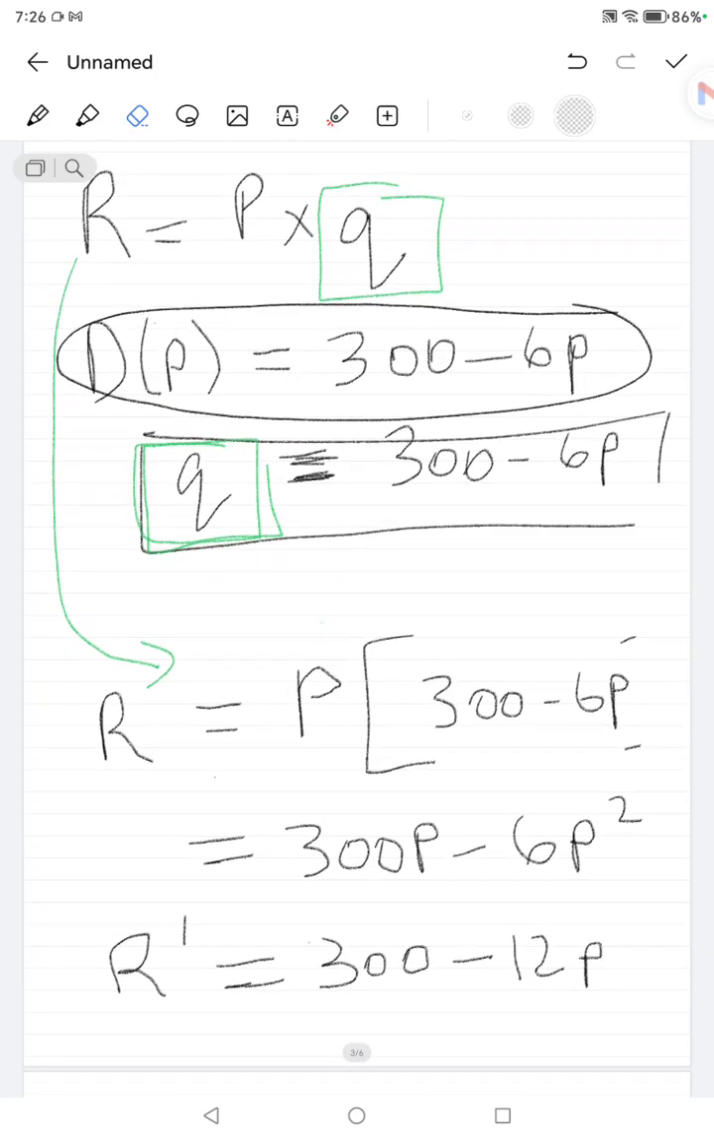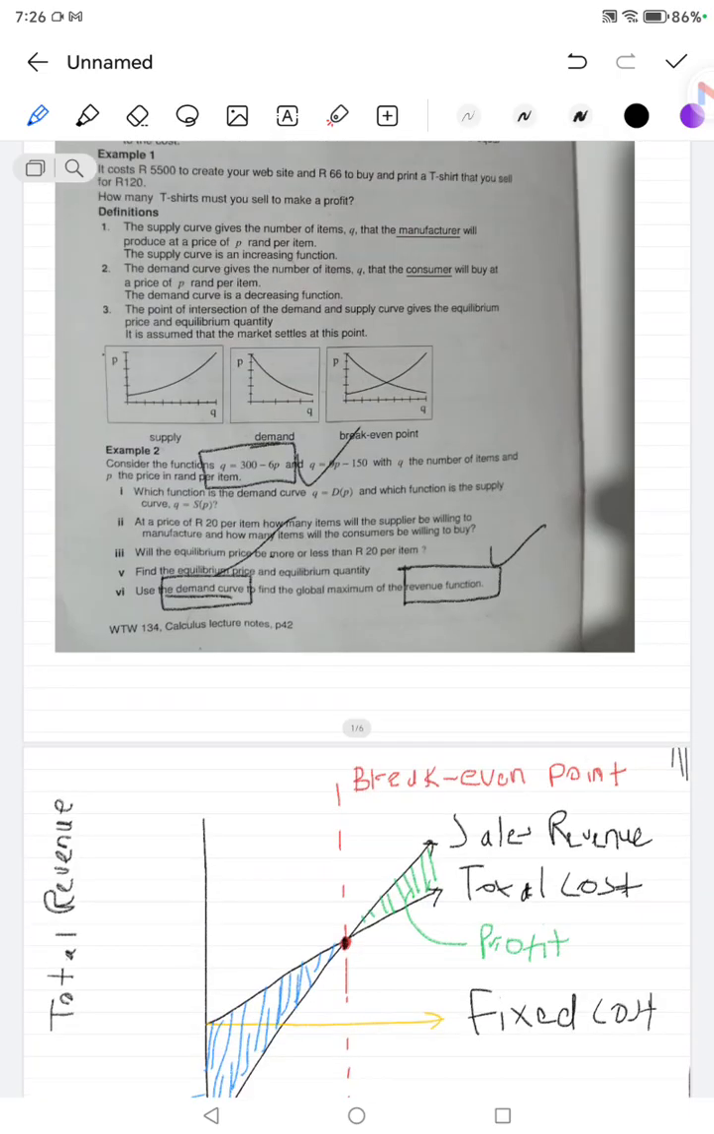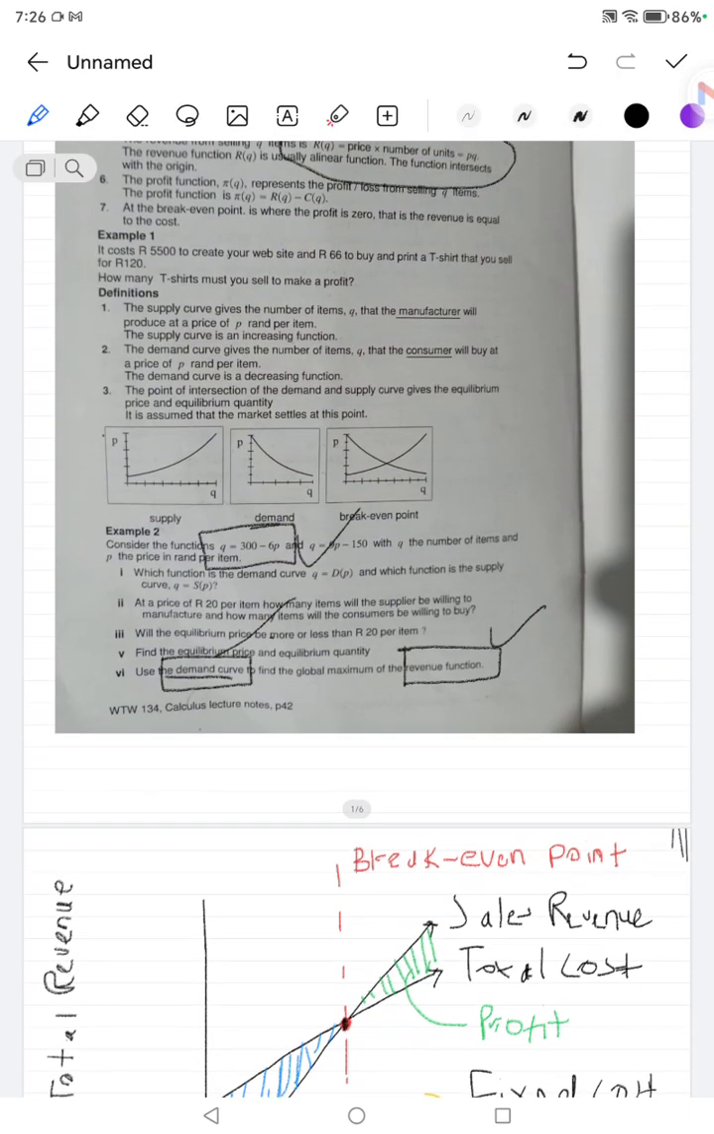Okay, they said we must use the demand curve in order to determine... Let me just go back again. They say we must use the demand curve to find the global maximum of the revenue function.